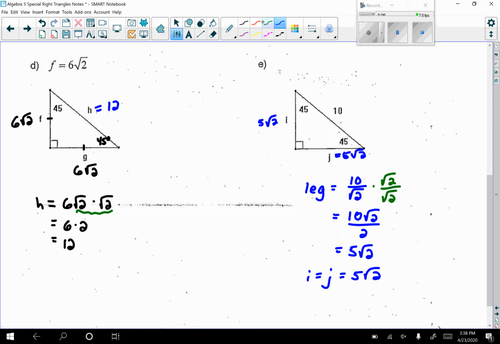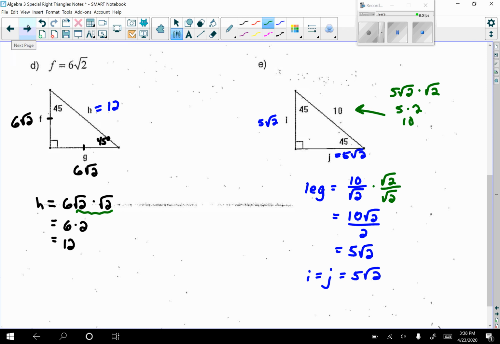And you could check. If you were to take 5 radical 2, one of the legs, multiply it by radical 2, you would get 5 times 2, which is the 10 that's right here. All right, so those are the two cases where sometimes the sides have the radical 2 with it, or sometimes the hypotenuse will have the radical 2 with it.